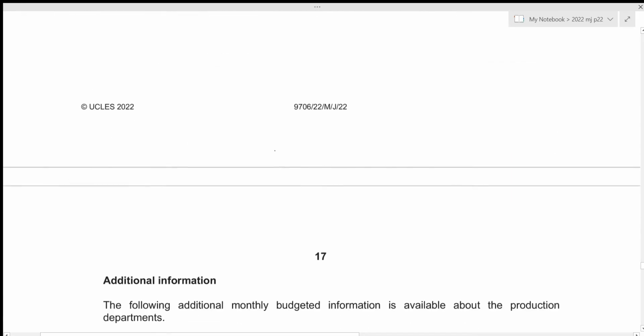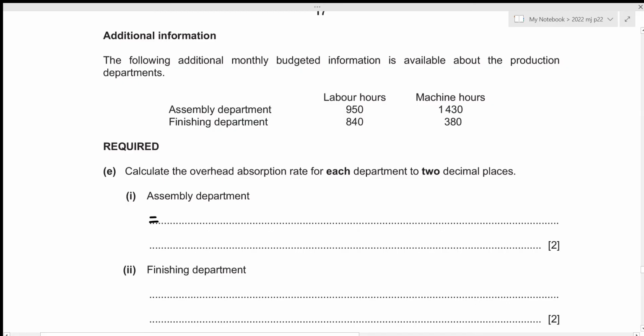Okay, for assembly department, we figured out our total overhead above, and that was 307,423. Let's write it down. That's 307,423. Now we need to divide it with our hours. So we have 2 hours, right? The first one is labor hour and the second one is machine hour. So whenever we're trying to figure out the overhead absorption rate, we look at the higher of these 2 hours. So in case of assembly department, we can see that the labor hour is 950, whereas the machine hour is 1430. We can see that the higher one is definitely machine hours, so we will be using machine hours to divide our total overhead in order to figure out our overhead absorption rate. So we can divide it with the total machine hour of 1430.